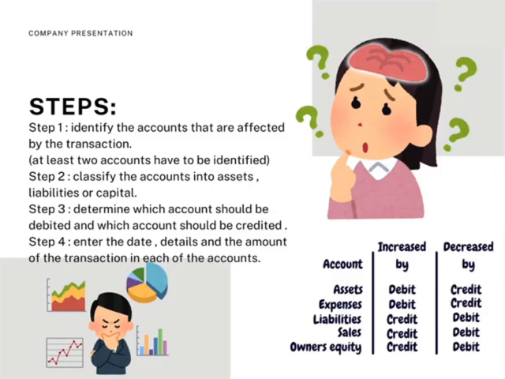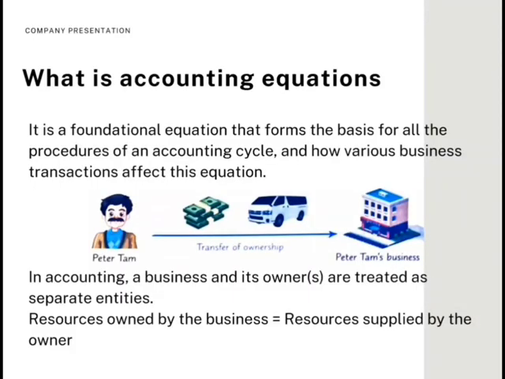Finally, we'll enter the date, details, and the amounts for each account involved in a transaction. This ensures that our records are not only accurate but also organized and easy to follow. By following these 4 steps, we can maintain clarity and precision in our financial records, which is essential for informed decision making. Next, we'll cover the accounting equation.